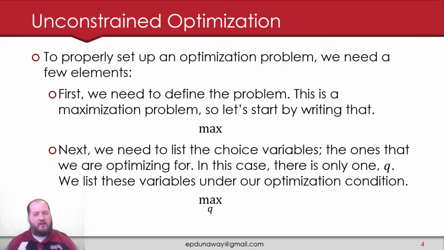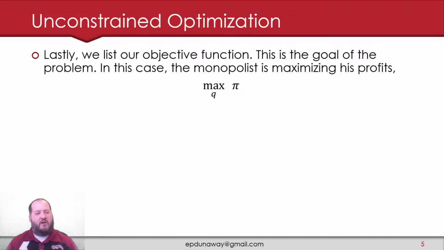Now the last thing we need to do is list our objective function. This is our goal. This is what we are maximizing. So in this case, we are maximizing profits. So there's my whole problem right there. I am maximizing for Q my profits.